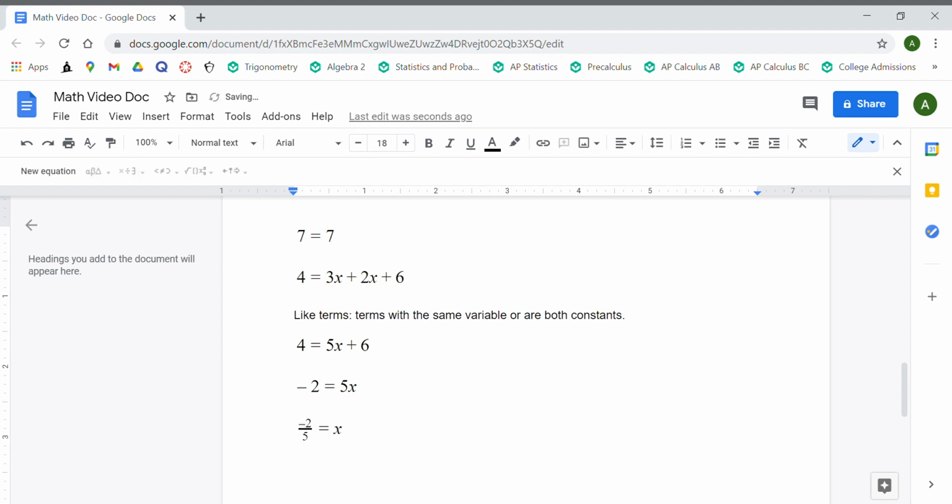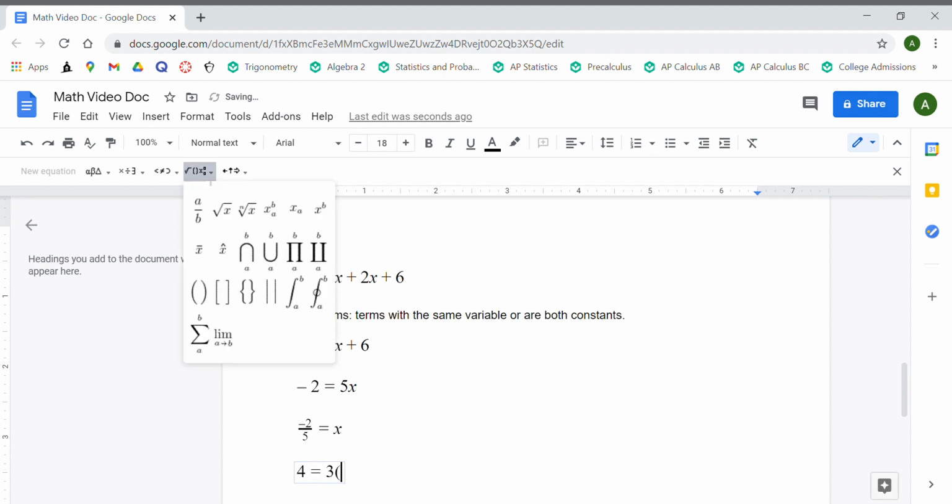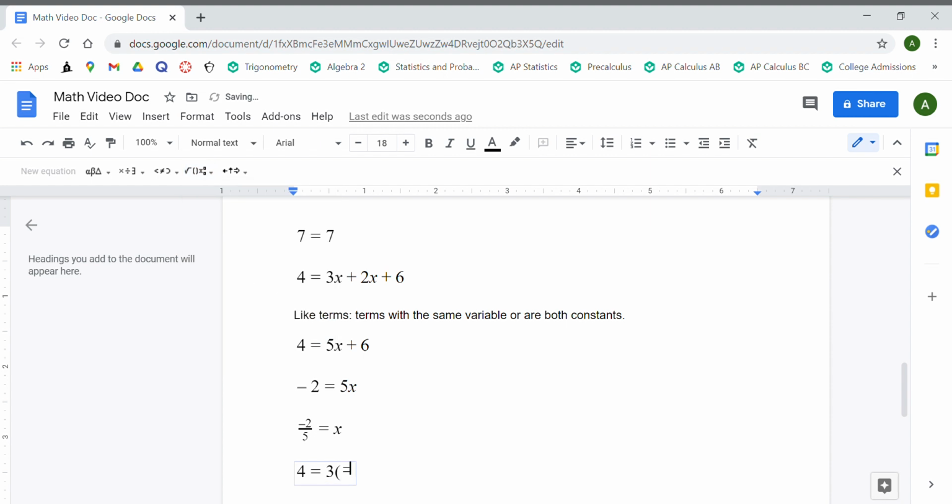Anyways, let's check it to see if it works. So we have 4 equals 3 times negative 2 over 5 plus 2. Really wish I had a better tool, you guys. Negative 2 over 5 plus 6.